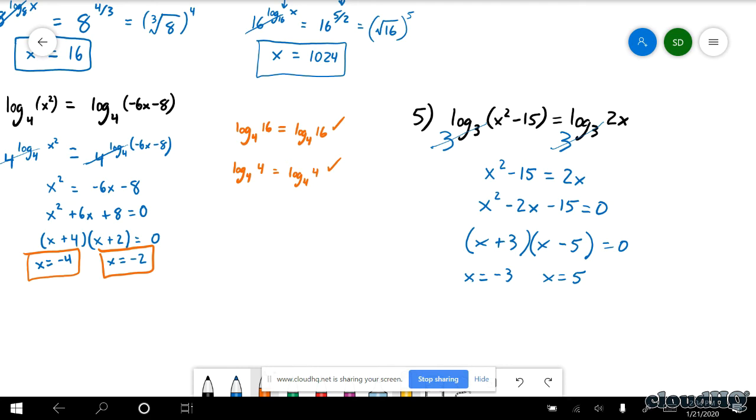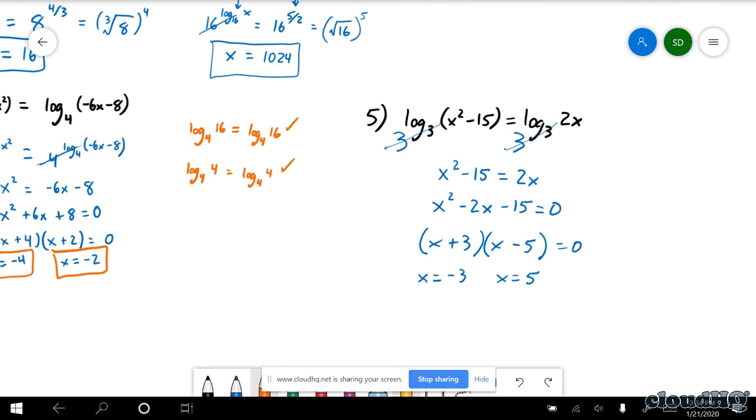But let's check. There's a good chance, and since I'm doing another example, they're not both going to work. Let's plug them in and verify. Let's plug in negative 3 first. Negative 3 squared is 9. 9 minus 15. Do I really even need to go any further? I will, but I already know that's a problem.